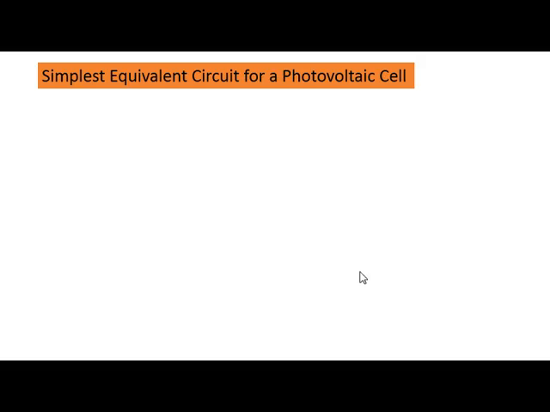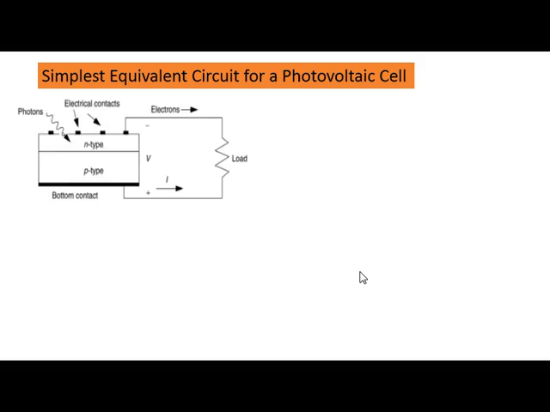Very good morning. Today we discuss the simple equivalent circuit of a photovoltaic cell. Last class we discussed the photovoltaic cell concept. The photovoltaic cell consists of a P-type and an N-type substrate. The PV cell is nothing but a combination of P-type and N-type substrates. When they are combined, they form a barrier potential.